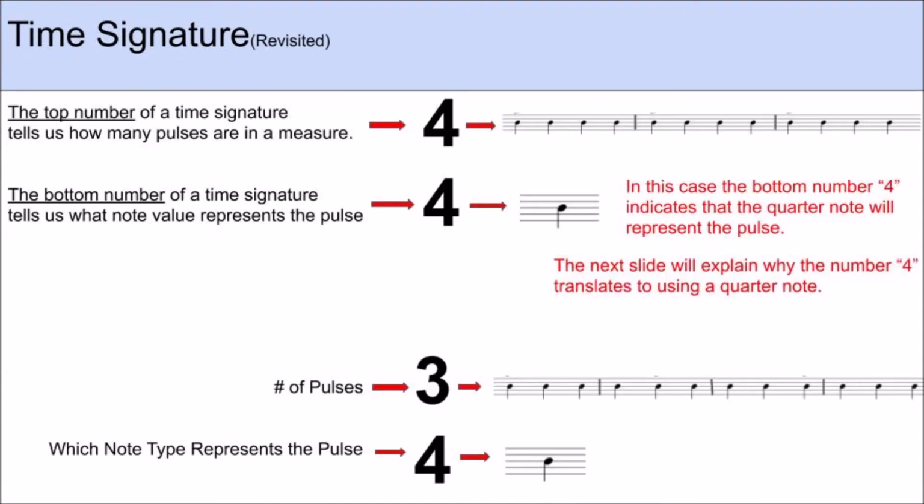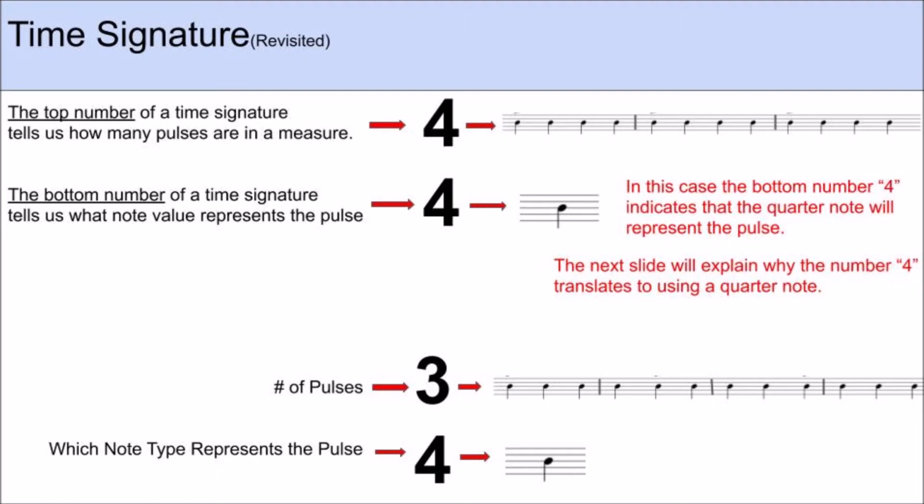Here is again a review of time signatures for anybody who feels they may need to brush up. The top number, again, tells us how many pulses there are in a measure. And this can be any number. It could be 4, 3, 5, 8, 11. The top number can be any number because you can have any amount of pulses in a measure. The bottom number of our time signature translates to the type of note that represents the pulse. In 4-4, the bottom number is 4, and that correlates to the quarter note.